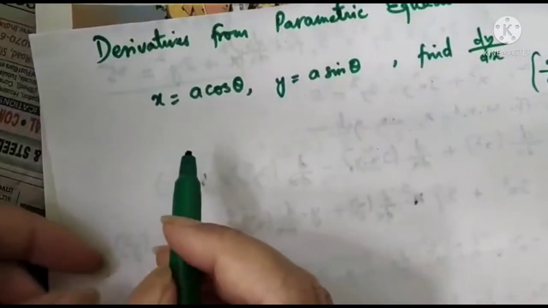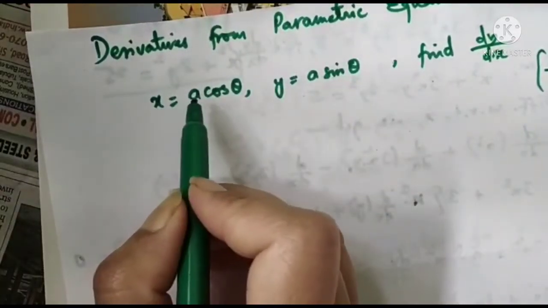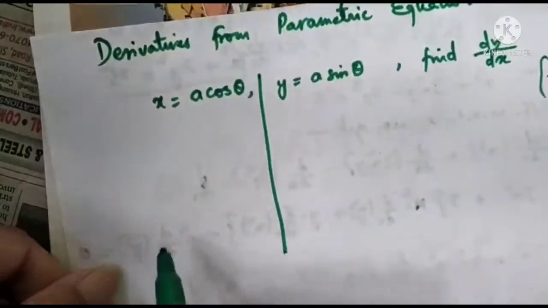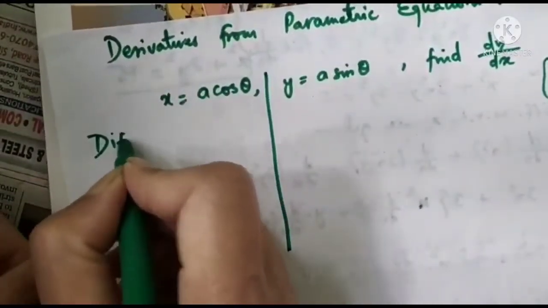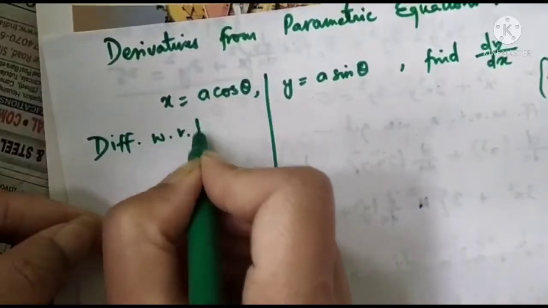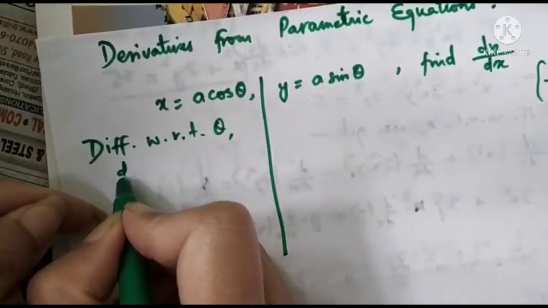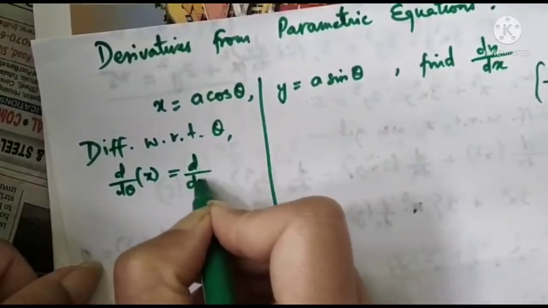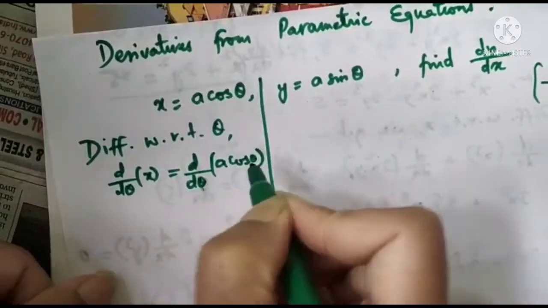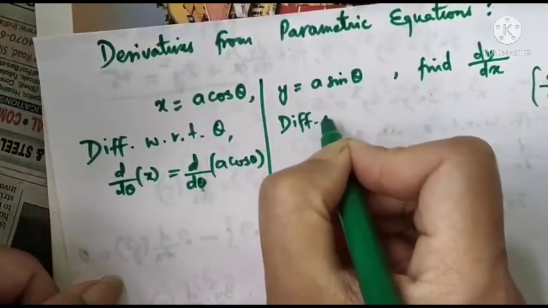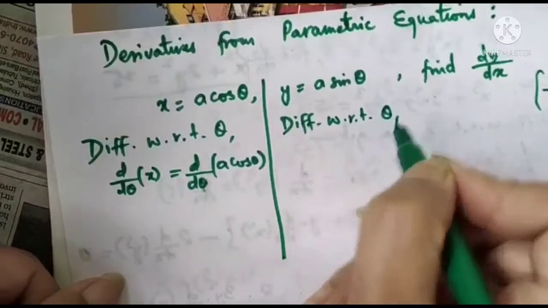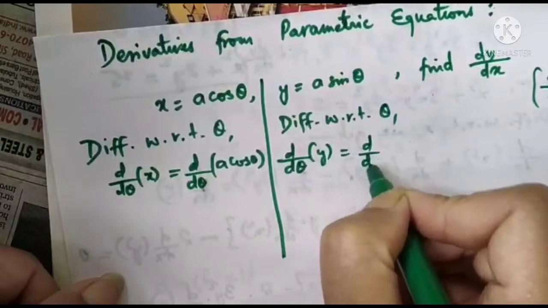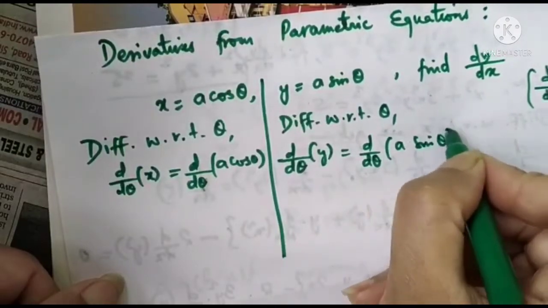So let us find that over here. See, my first parametric equation is x equal to a cos theta and my second one is y equal to a sin theta. So what I am going to do is, in the first one, I am going to differentiate with respect to theta. What will I get? d by d theta of x equals d by d theta of a cos theta. In the second one also, differentiating with respect to theta, what am I going to get? d by d theta of y equals d by d theta of a sin theta.